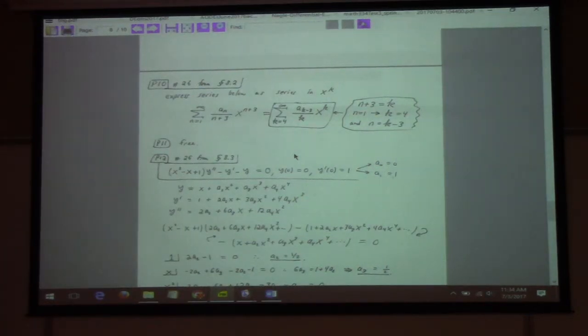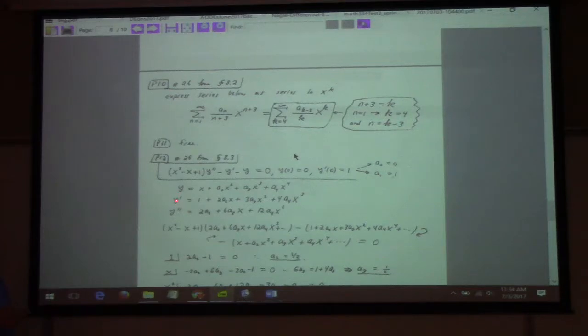Now, there's no harm, no foul if you do a naught plus a1x and work it out symbolically, and then at the end put in that y of 0 is 0, y prime of 0 is 1, which will give you that a sub naught is 0 and that a sub 1 is 1. But it's so much easier when you have initial conditions in this kind of problem to put the initial conditions in at the start, because everywhere there was going to be a sub naught, there's now just nothing. So there's less lifting to do in the calculation if we do it like that.